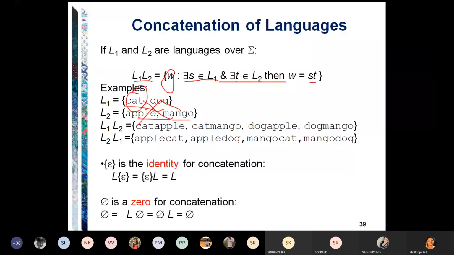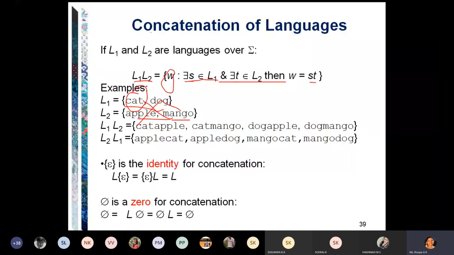For this example, we'll consider just cat concatenated with apple, cat concatenated with mango, dog with apple and dog with mango. Complex example, I think in the next slide I will show you. Here L2 concatenated with L1 means apple cat. Why?